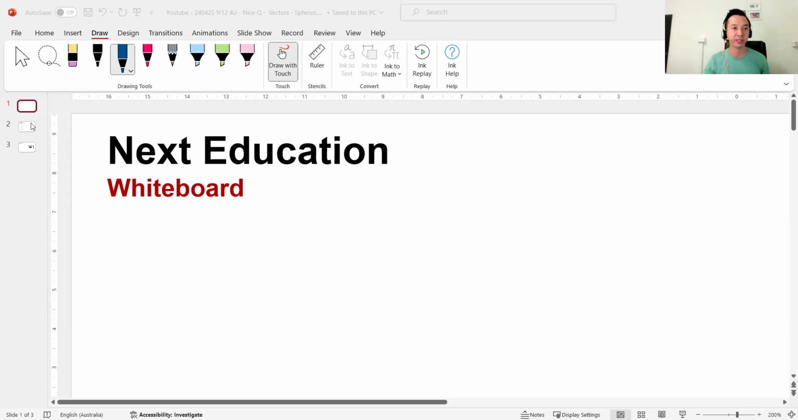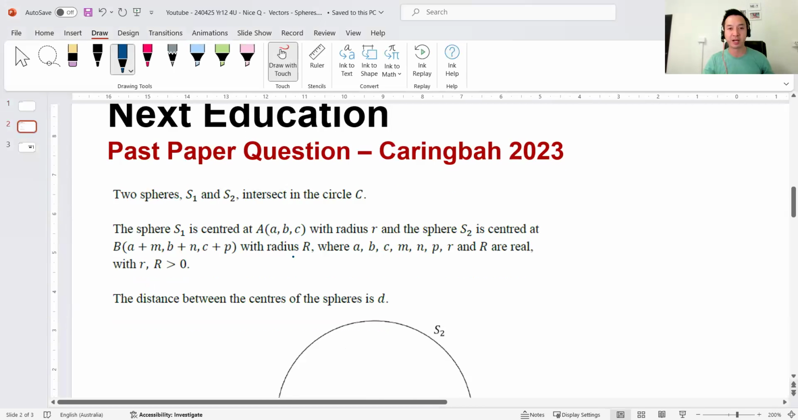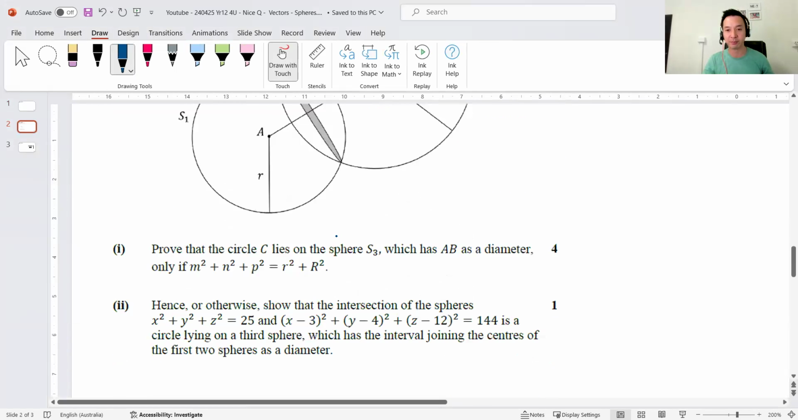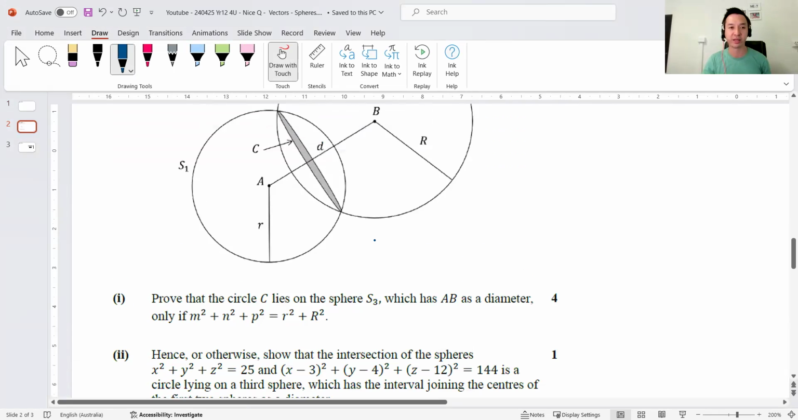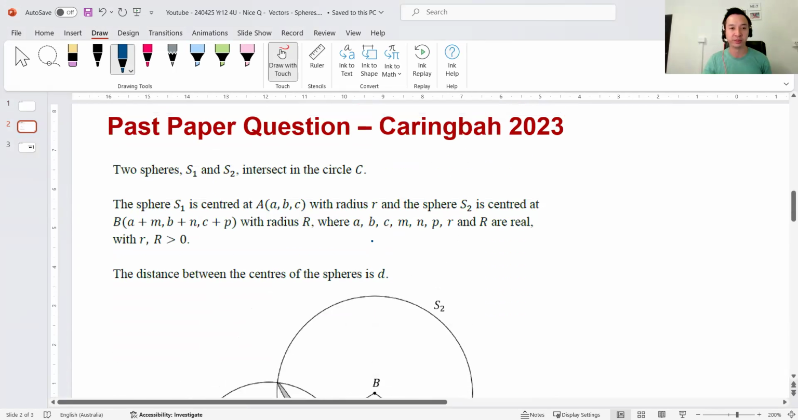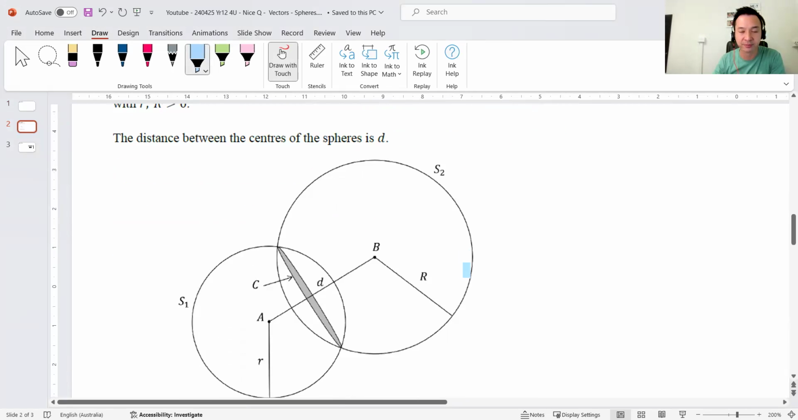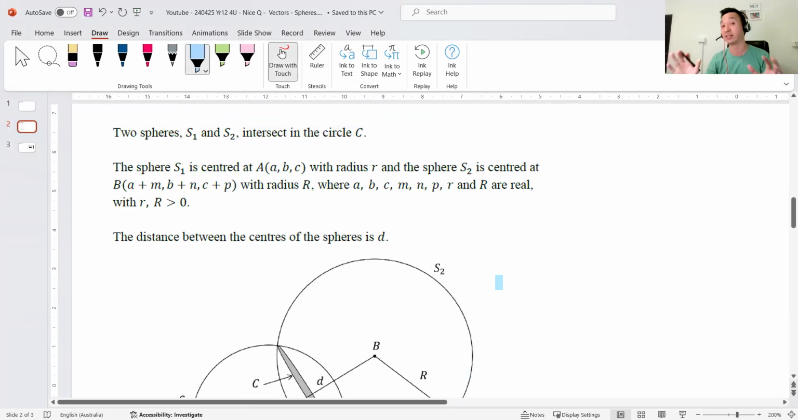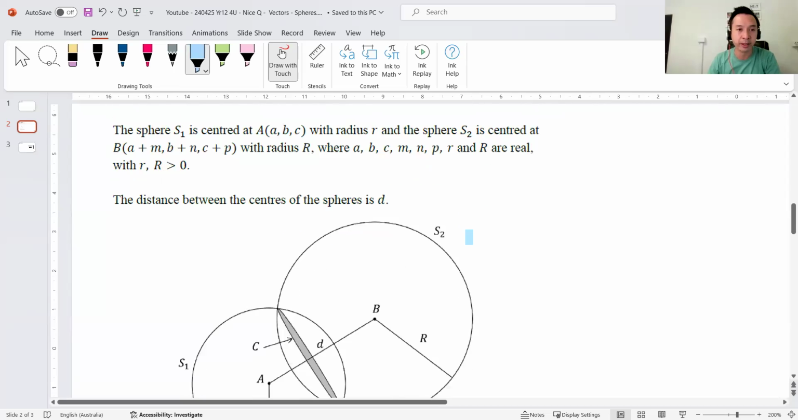So Caringbah 2023. Last question of the test. It's 2 parts, 4 marks, and then 1. So let's have a read. 2 spheres, S1, S2, intersect in the circle C. So you've got 2 spheres. When they intersect, it's going to be a circle of intersection and not a point of intersection. Unless, of course, 2 spheres just touch, then it's a point. But generally speaking, if it's overlapping, it creates a circle.